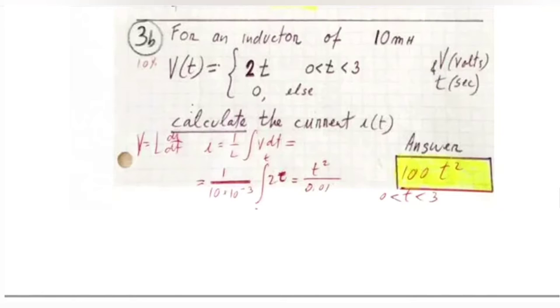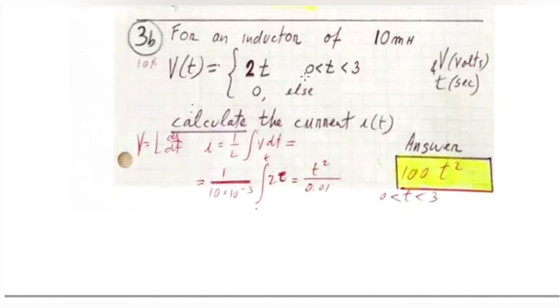Why use 0 to t? Because I want to integrate from 0 to t, right? And t in this case is for 3 seconds, between 0 and 3. Any t. So this is the general solution for any t between 0 and 3, because it's given to me between 0 and 3.